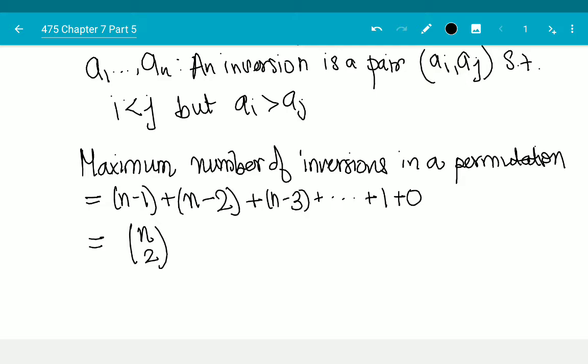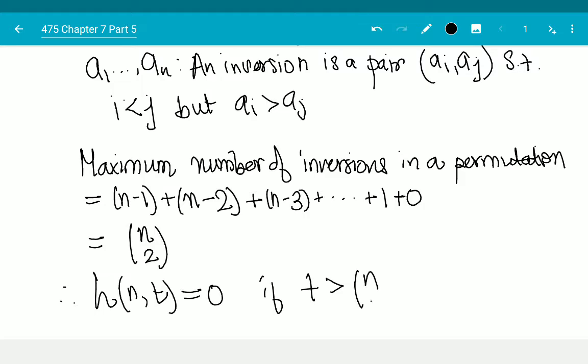Okay, so the maximum number of inversions is n choose 2, and therefore h of n comma t is equal to 0 if t is strictly greater than n choose 2. Okay, so this is a finite sequence.